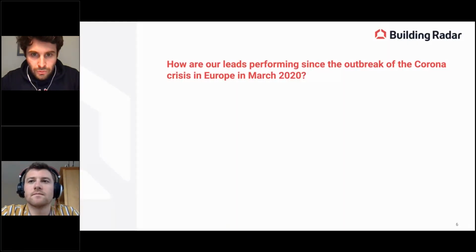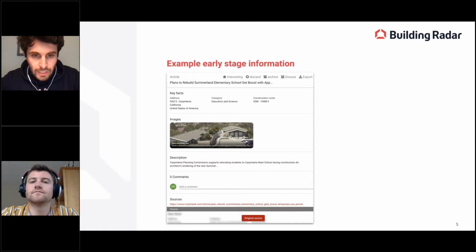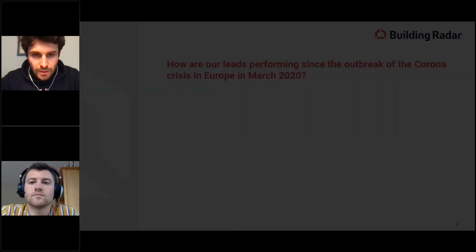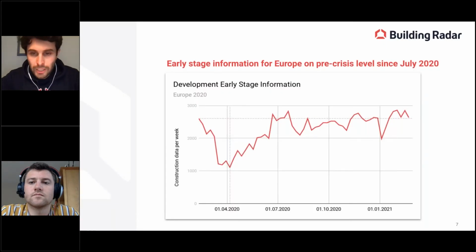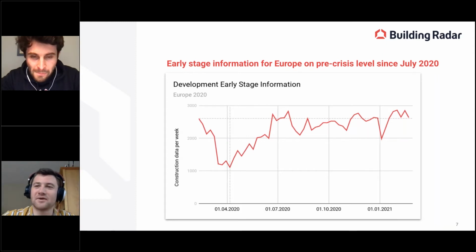So what you saw here, this is a typical early stage information a customer of ours would see in Building Radar if he's interested in education and science products, for example, in the United States. And the aggregation of all these kinds of single early stage information, which we collect from e.g. newspapers, etc., is presented here in this graph. Joe, I hope this was not too complicated. No, it's all good. It's just a quick recap as well.